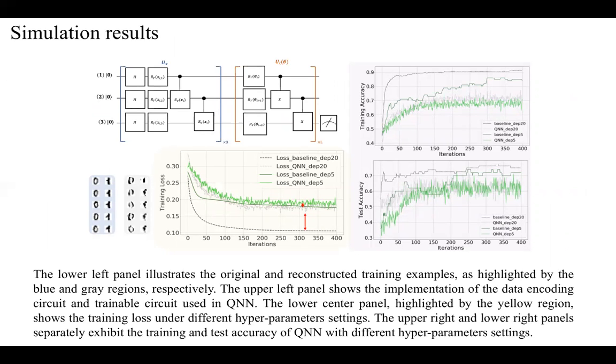Finally, we conduct some simulations to verify our theoretical results. In particular, we apply QNN to handwritten digit classification tasks, and the simulation results are shown in these three figures. We can see that when we increase the depolarization error or increase the circuit depth, the performance of QNN becomes worse, and this agrees with our theoretical results.